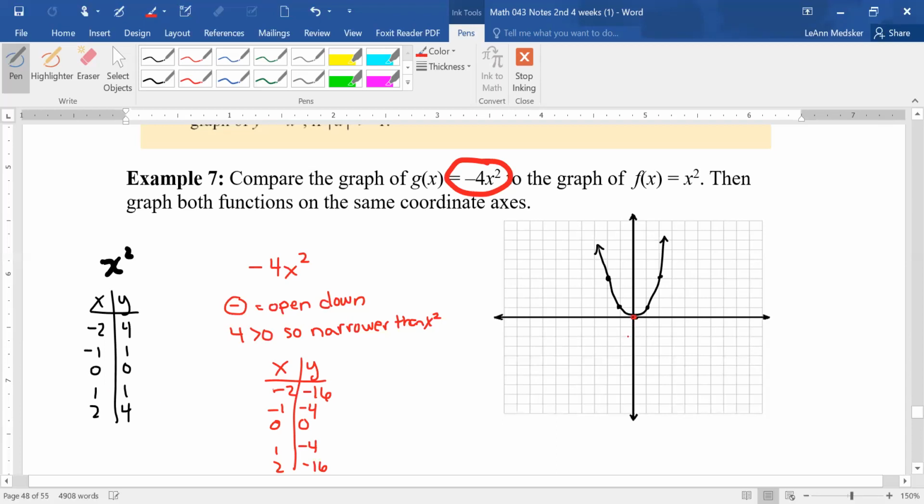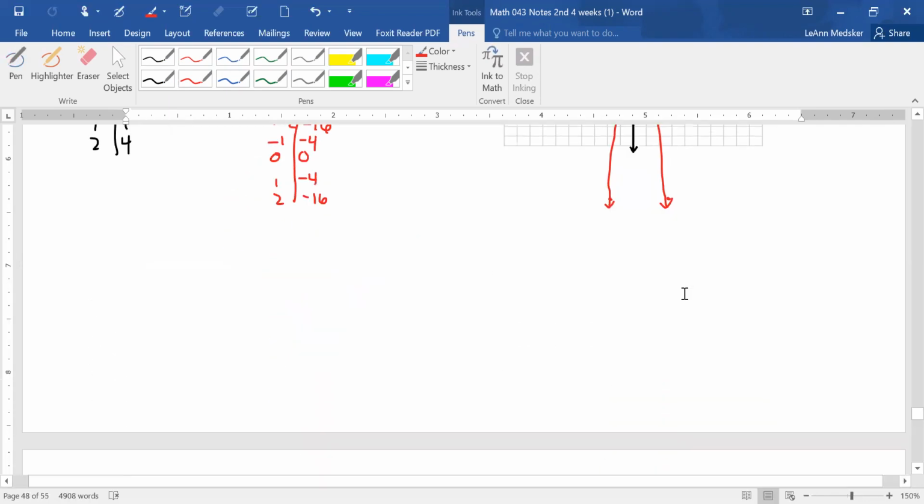So we still have 0, 0. -1 is down at -4. +1 is also at -4. And then those -16s would be way off down here because we don't even have that on our label. But this is 10 at the bottom. So notice this graph is much narrower, or sometimes people like to say skinnier, than the one above it. And again, I'm not able to draw this really great because of the grid lines, but that's all it is. So that's the comparison.